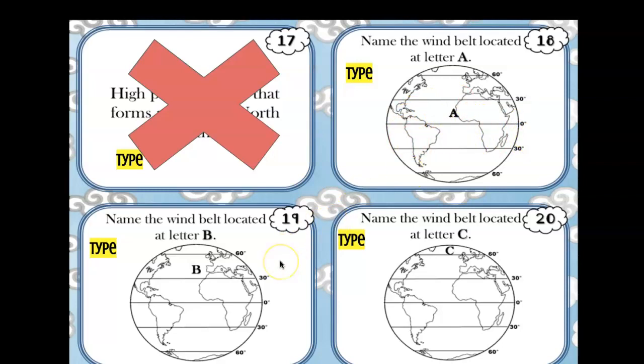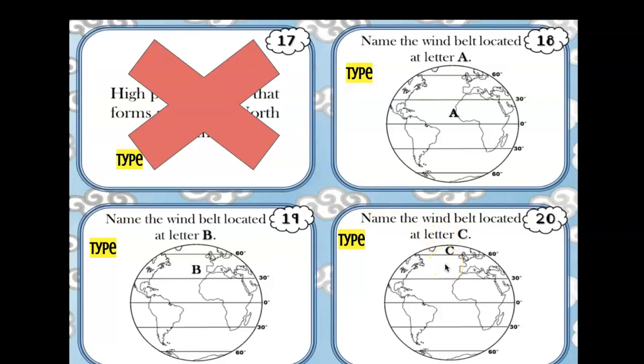Number 19, name the wind belt located at B. B is in between 30 and 60. This is the area that impacts us here in North Carolina. And 30 to 60 degrees brings us our weather. It blows from west to east. These are our prevailing westerlies.